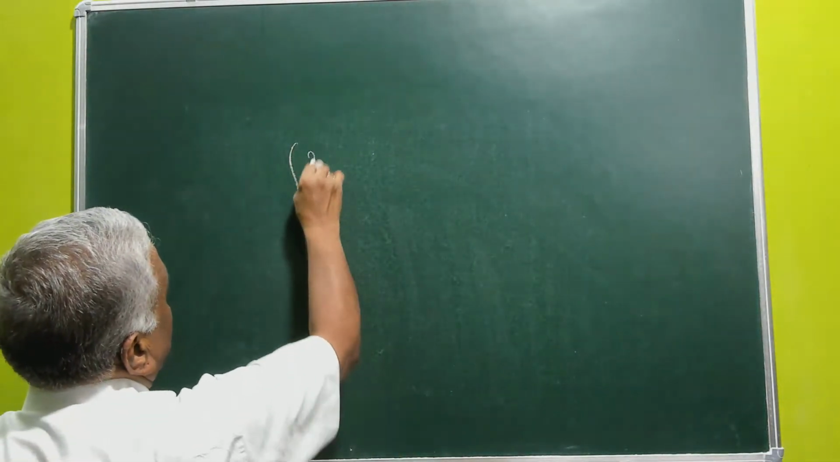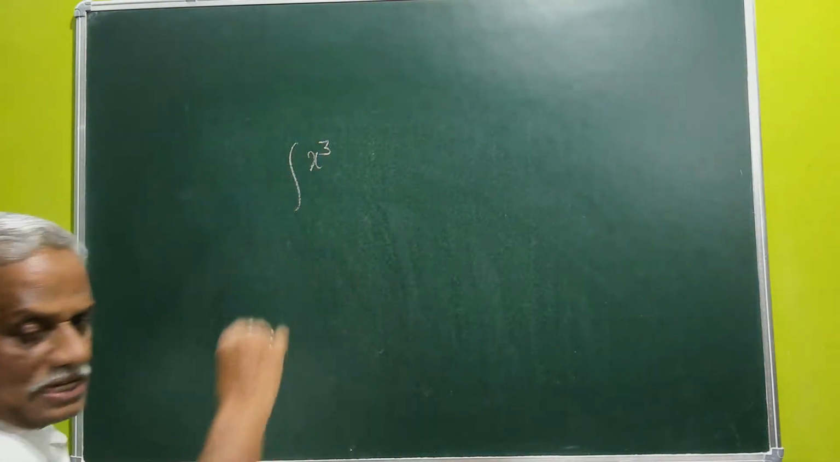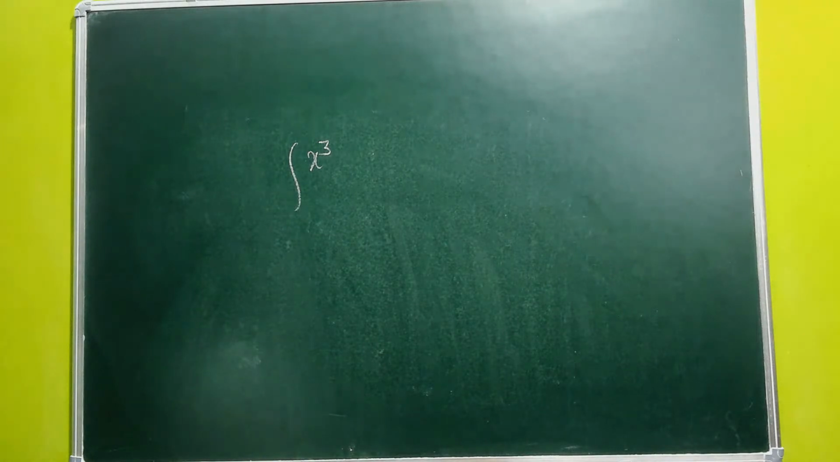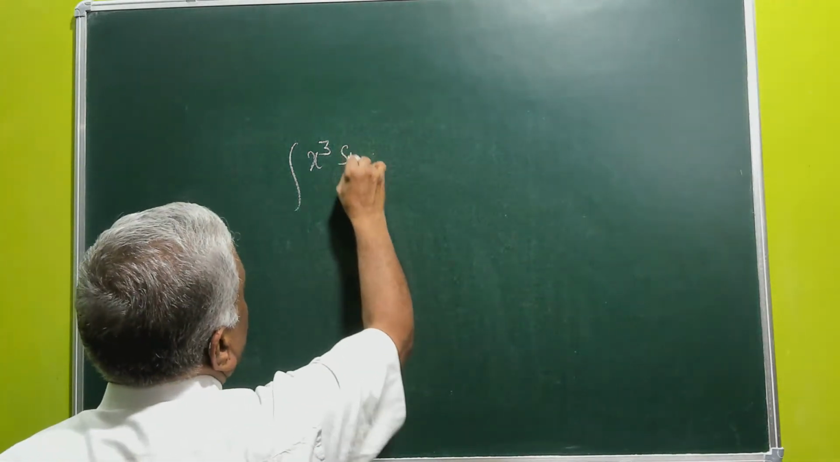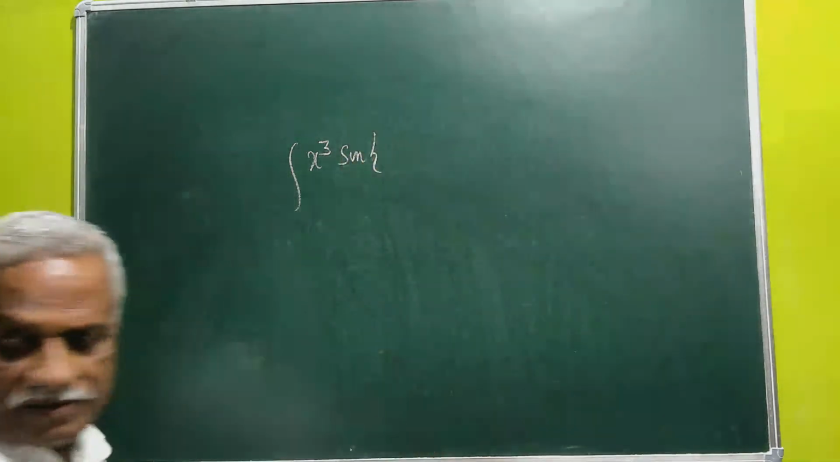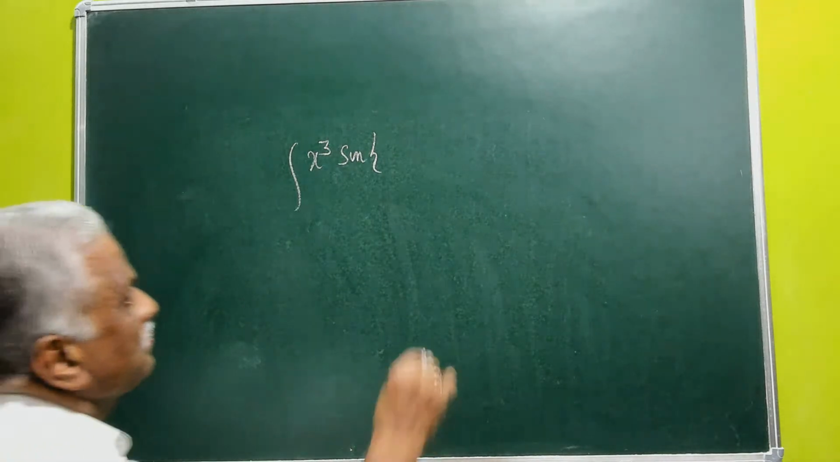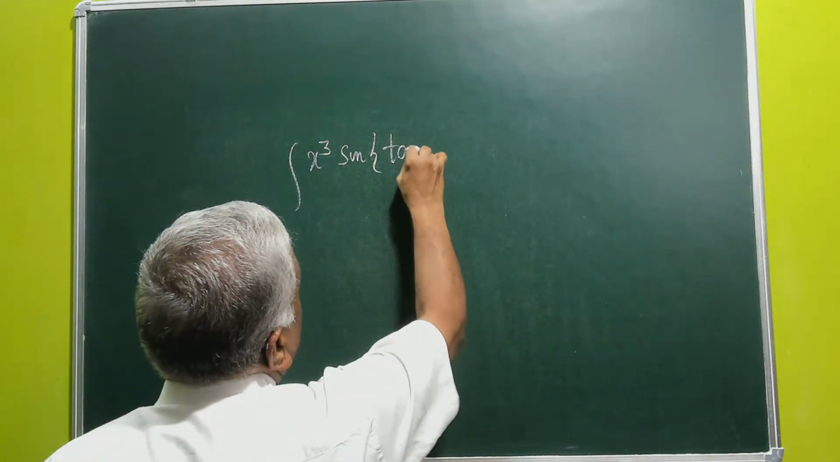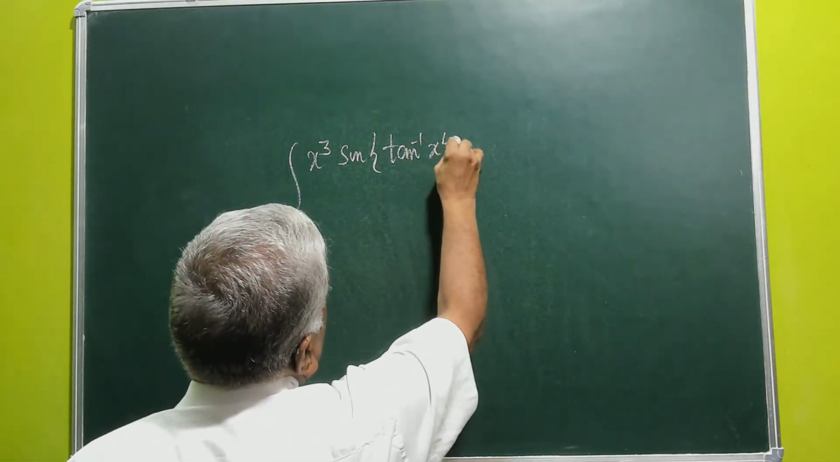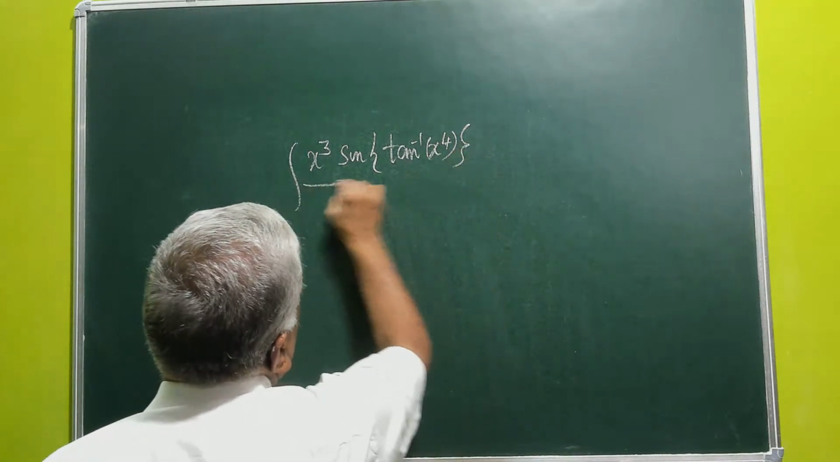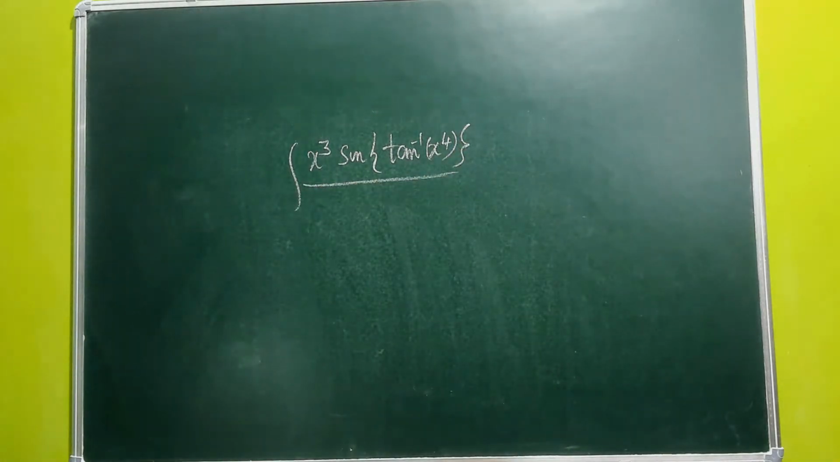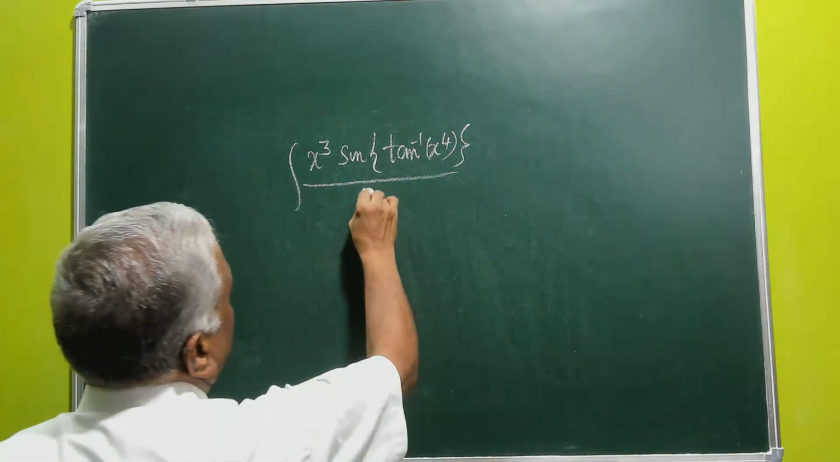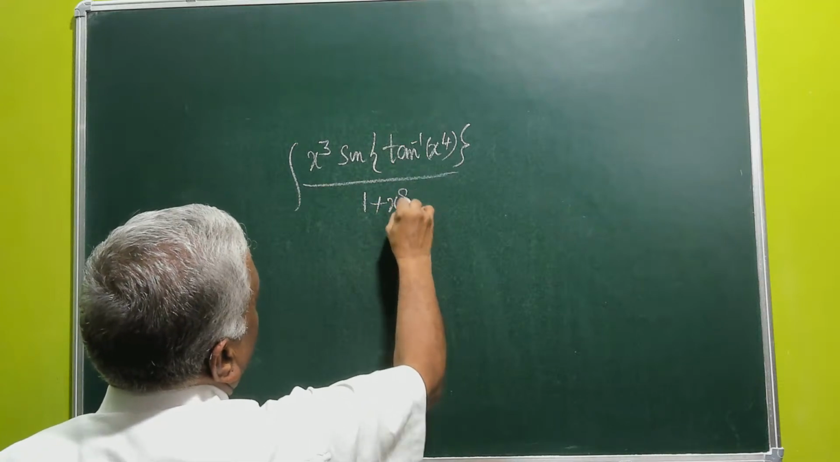This problem looks very big. I would have worked it in the class, but I'm just working it out because they have asked this in the CET examination. Very simple one. Tan inverse of x to the power of 4 over 1 plus x to the power of 3. Very simple problem.